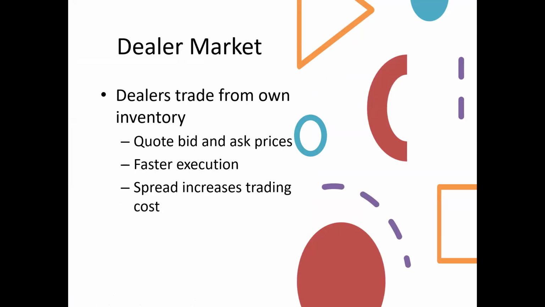Dealers trade from their own inventory, from their own stocks. I will decide to sell directly, but they quote the price. I'll quote the bid price and the ask price. Execution is done faster, and the spread increases trade. If I'm going to sell my shares or any security, I have to know that I'm getting a higher price than the one I bought at. The difference between the bid and the ask price is what we call the spread.